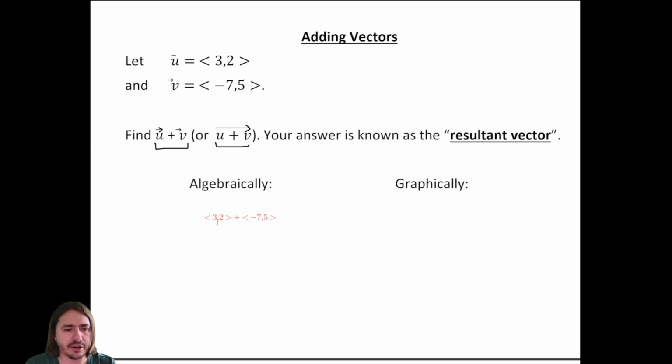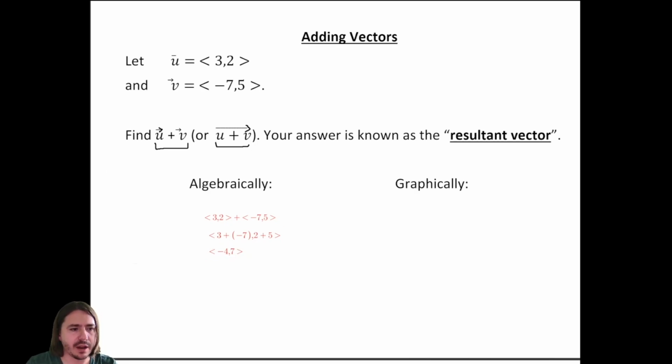But basically how you're going to combine these, like I was saying, you just add the corresponding components. So I'll have 3 plus negative 7 as the first component, and then the second component is 2 plus 5. So 3 plus negative 7 is negative 4, and 2 plus 5 is 7. So we'd get negative 4 comma 7.